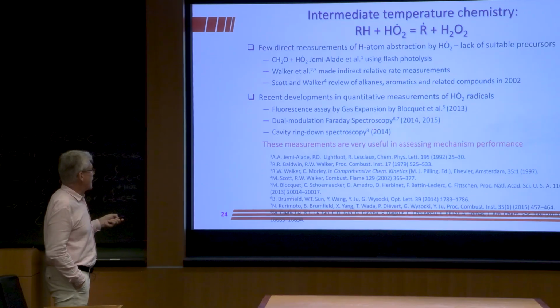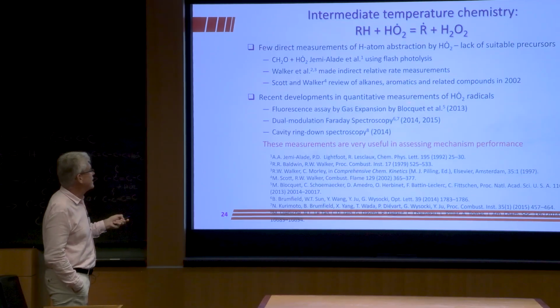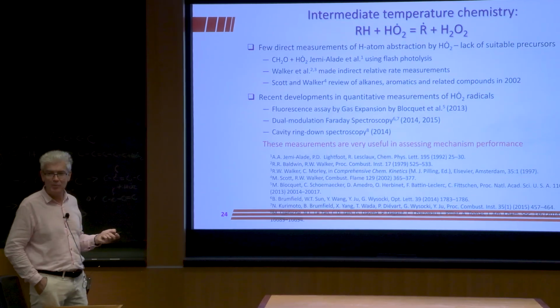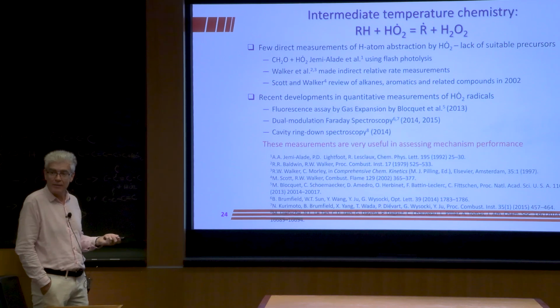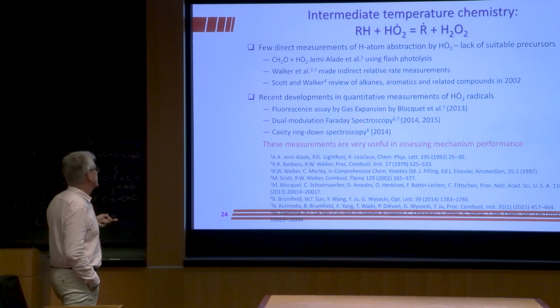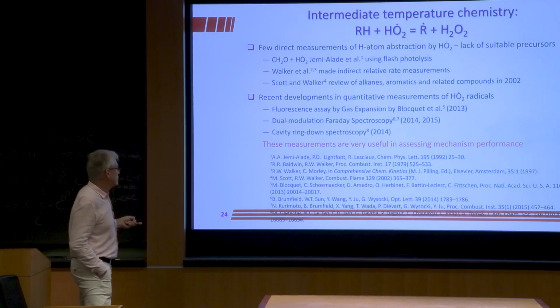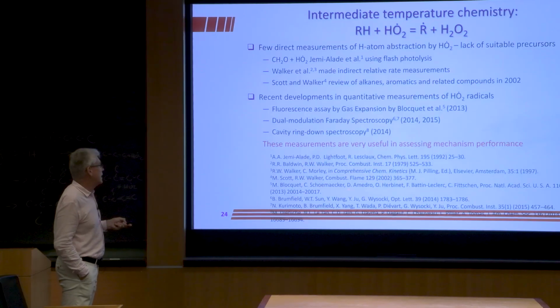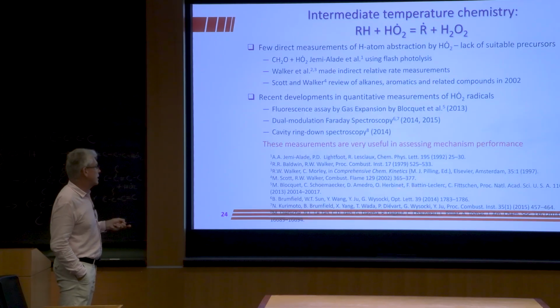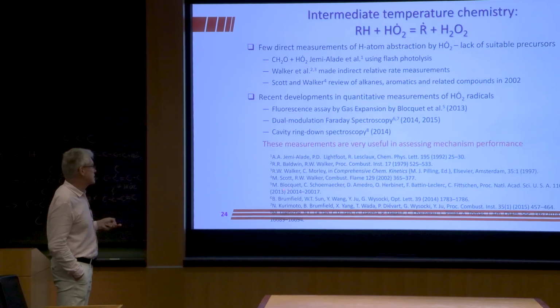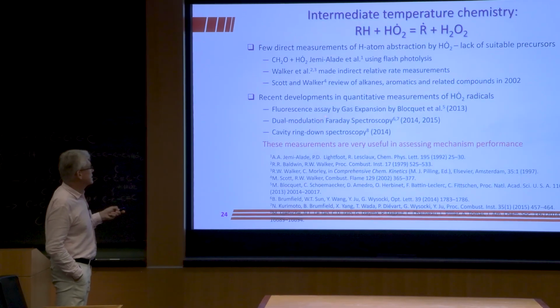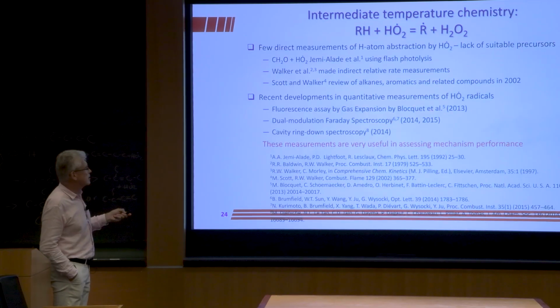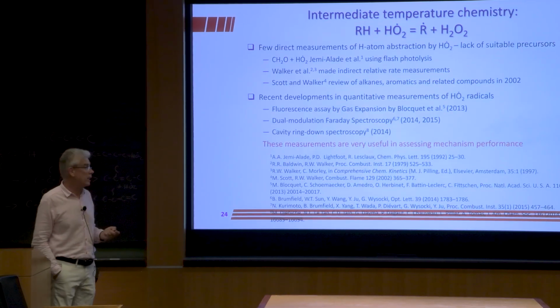So, in all of these studies, there was a kind of a race between different groups to do this because of its importance, right? So there was a study by Bloquet, working with Frédéric Bertrand-Leclerc and Christophe Fitchen in France, that used fluorescence assay by gas expansion to study this. And they were really the first to show quantitative measurements of HO2 radicals, okay?